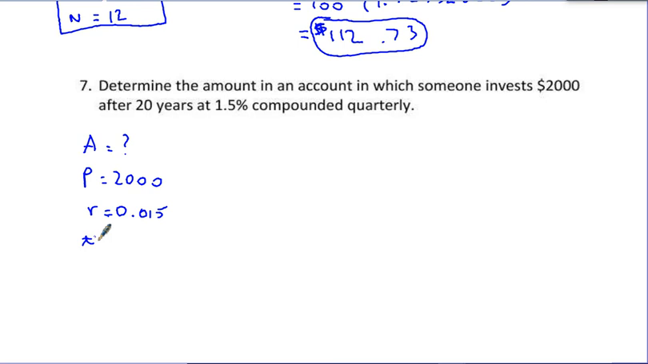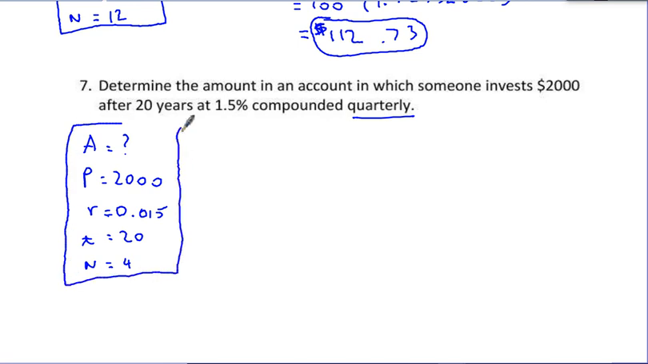This is going to be for a time of 20 years, and it is going to be compounded quarterly, which is 4 times a year. There's our given information. Again, it's helpful to write the formula until you have it memorized. I'm not going to write that again here, but I encourage you to. We substitute what we know.